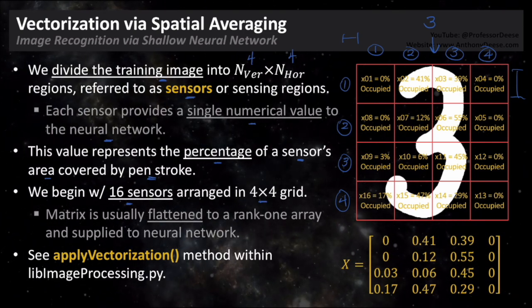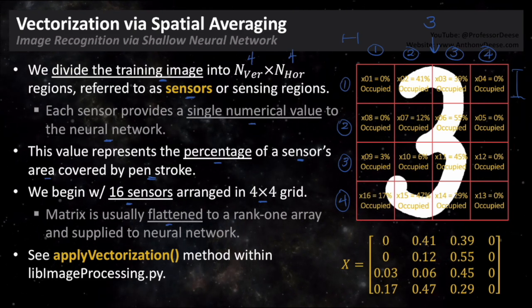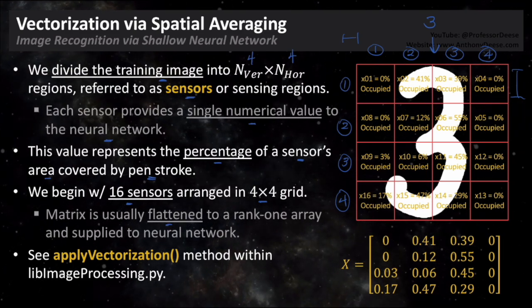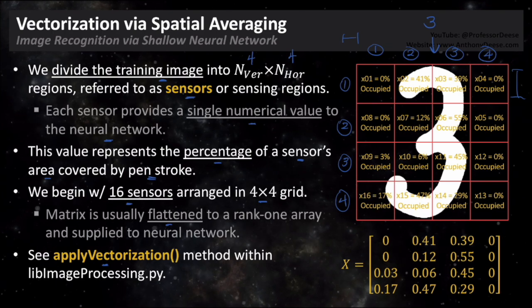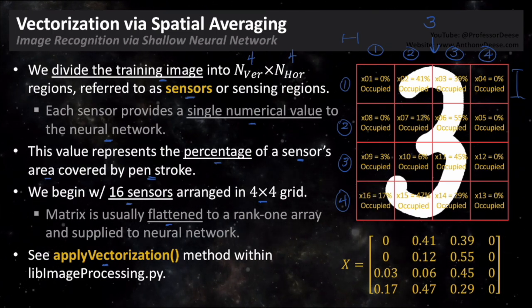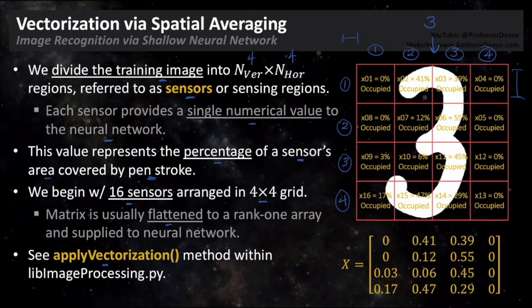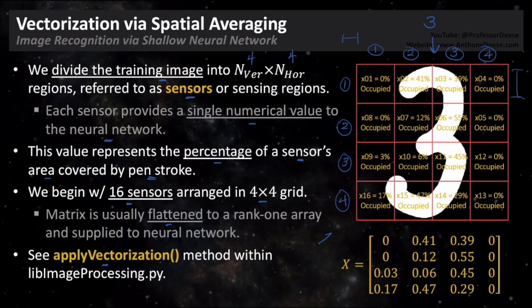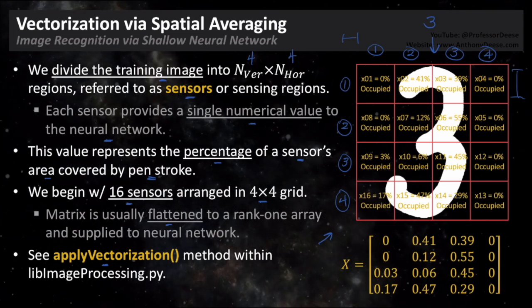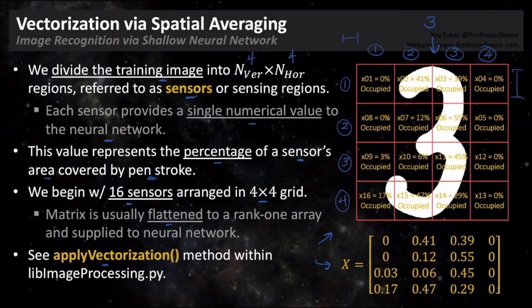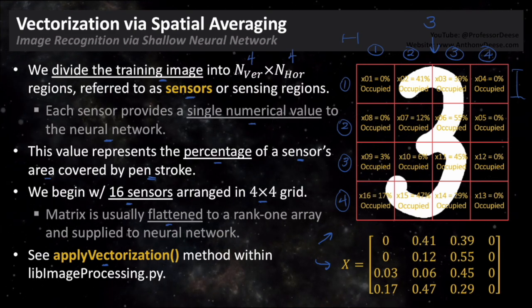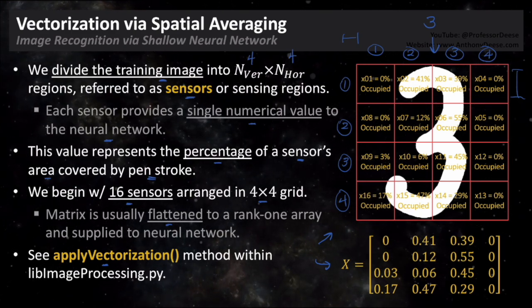Now obviously this matrix would be flattened out and supplied to the neural network as an array, but that's really more semantics. And we use a method that I developed called apply vectorization within the image processing library. So let's take a look at the example over here to the right and see how the numbers of this matrix are generated. So let's first look at the areas, the sensing regions, that the number 3 doesn't touch.